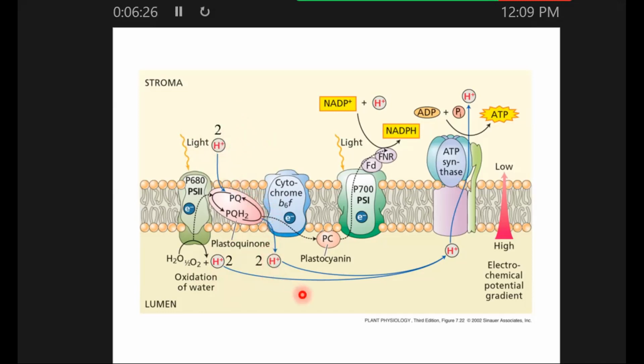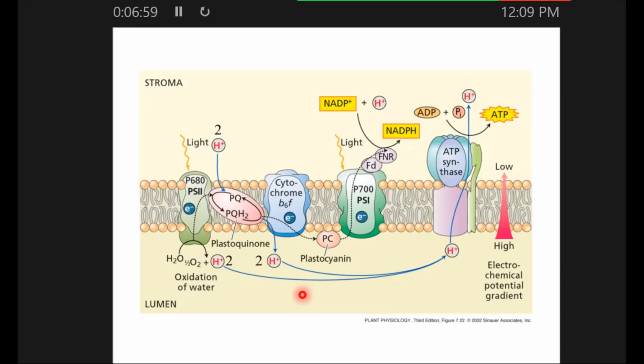So you start to get an accumulation of protons on the lumen side of the thylakoid membrane, and then less on the stroma side of the thylakoid membrane. By the laws of diffusion, those protons want to even out their concentration, so they're going to want to cross that membrane to the stroma. They can't go through the membrane because of the charge, so they have to go through that ATP synthase.